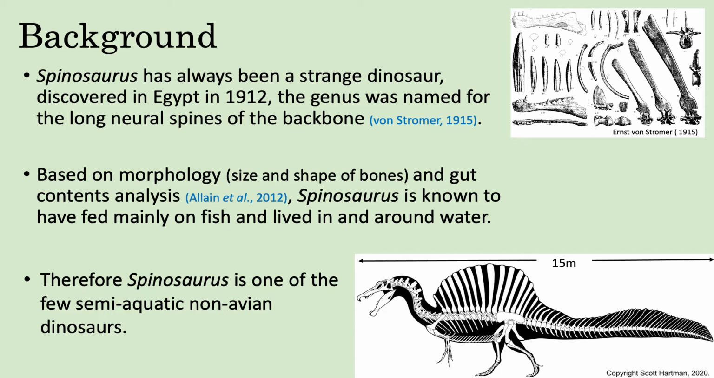Spinosaurus was a genus of Cretaceous theropod that lived in what is now Egypt. It was named for the sail on its back, formed of the long spines of its backbone, and based on features of its morphology, such as its interlocking cone-shaped teeth and the position of the nostril being moved away from the tip of the snout. This suggested that Spinosaurus spent a lot of time feeding on fish in and around water. This was later confirmed by gut contents analysis, making it one of the few confidently semi-aquatic non-avian dinosaurs.